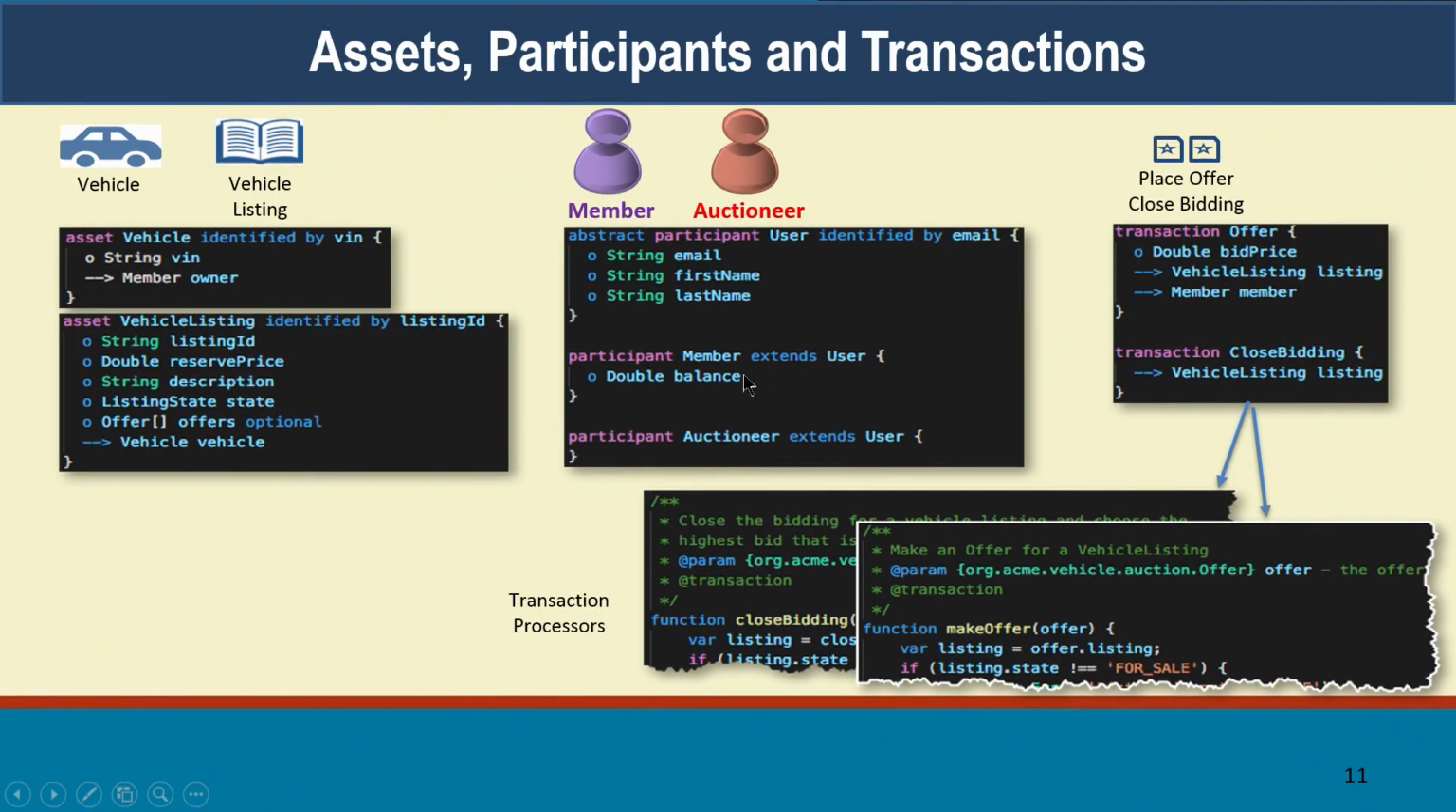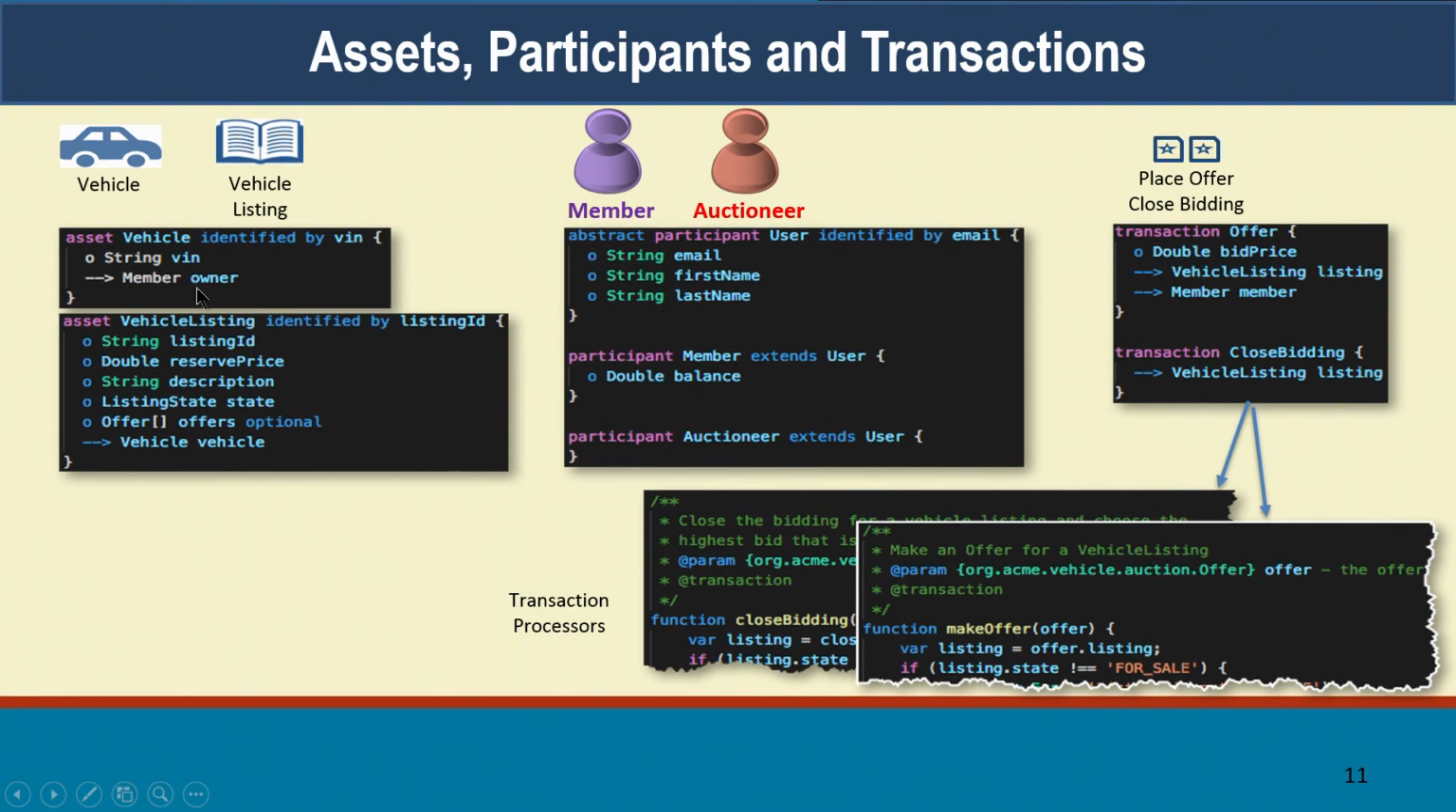Member extends user, and it has a single element within it, which is, let's say, the account balance of that particular member. So how much money do you have in your balance? Of course, you can't bid greater than how much money you have in your balance. You can't place a bid more than that. Auctioneer is also a user, but they don't have any balance because they're not going to be placing any bids. So we don't need any balance for the auctioneer.